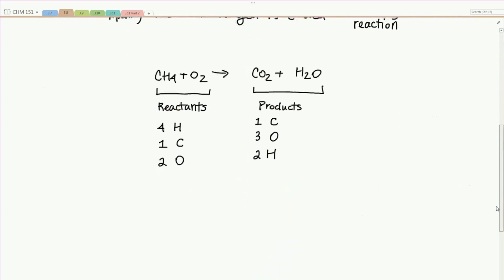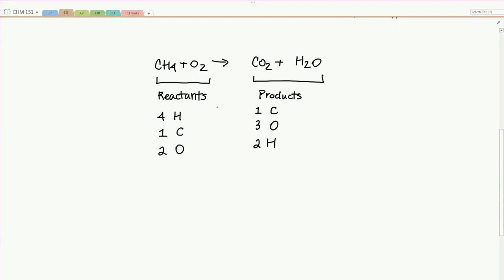So if we look at this chemical reaction that we were given, we have our CH4 plus O2 on the left and CO2 plus H2O on the right. We always look at how many of each atom we have on each side. For example, in CH4 we have 4 hydrogens and 1 carbon, and then we have 2 oxygens. On our product side, we have 3 oxygens total, 1 carbon, and 2 hydrogens.